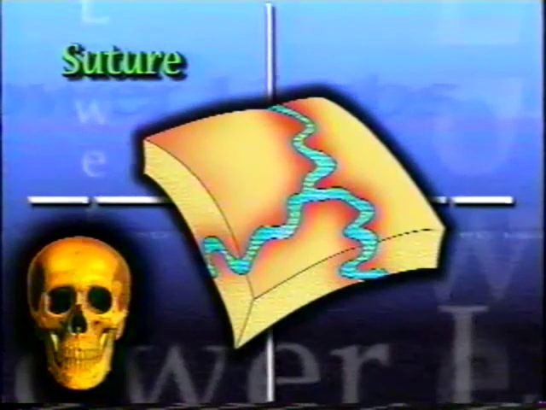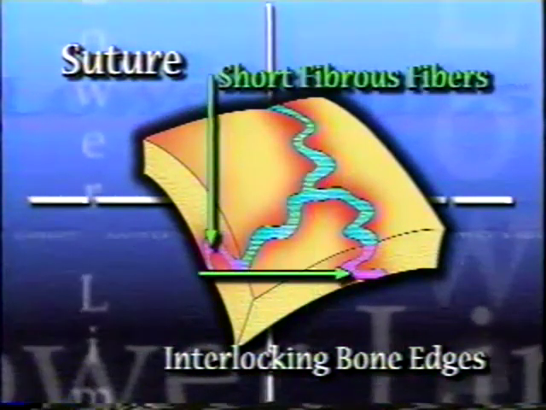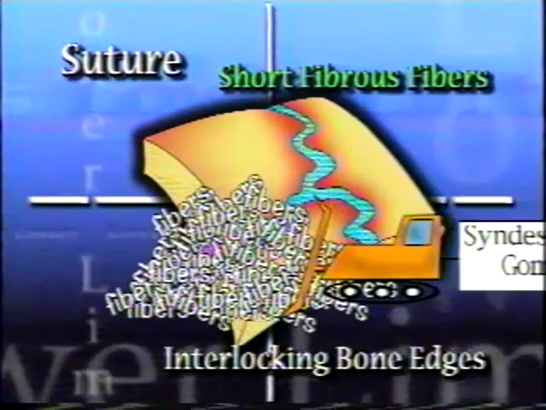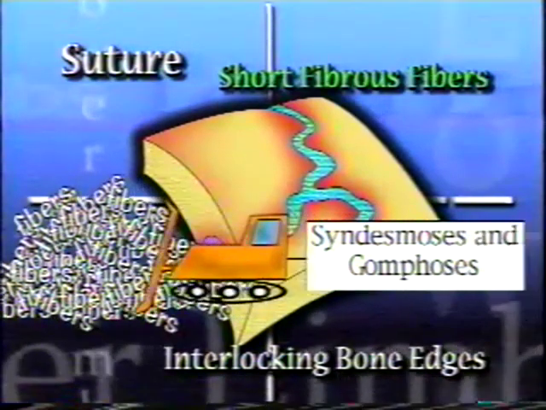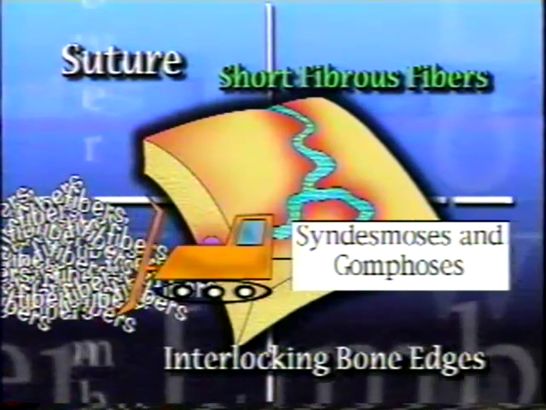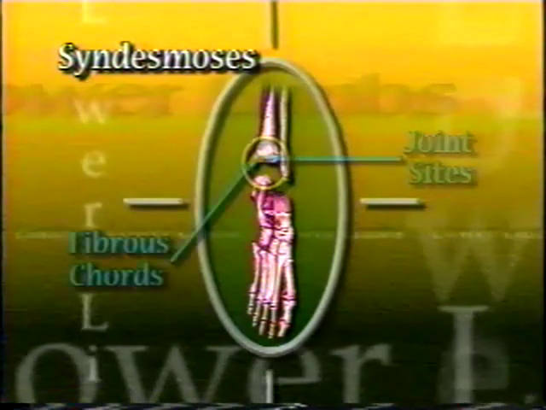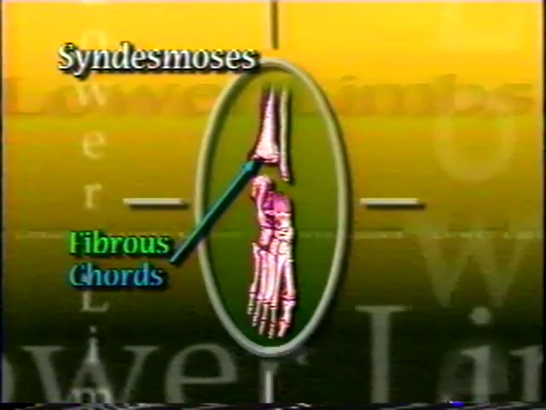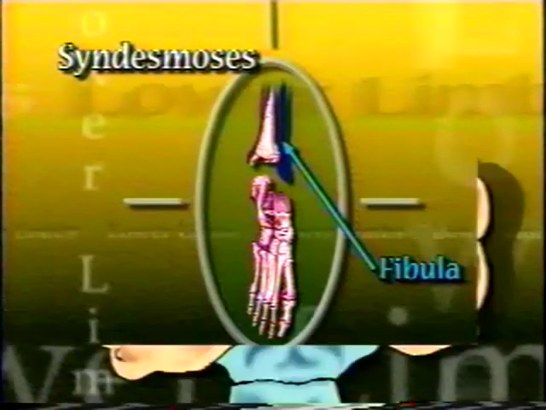These sutures are made up of interlocking or overlapping bone edges that are connected by short fibrous fibers. The term fibrous fibers may sound redundant, but hopefully it'll make you remember the name of the fibrous joint. 2 other types of fibrous joints are Syndesmoses and Gomphoses. In Syndesmoses, bones are connected at their joint sites by long fibrous cords or sheaths. Fibrous, get it? You can find an example of this joint in the lower leg between the tibia and the fibula.